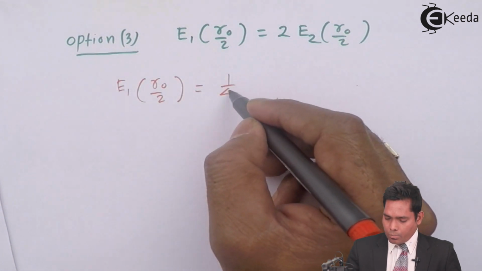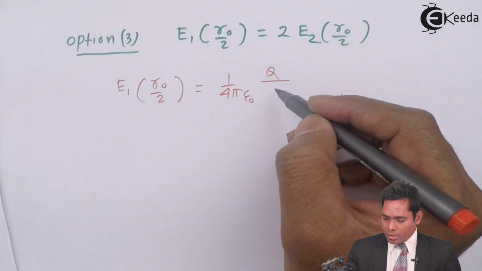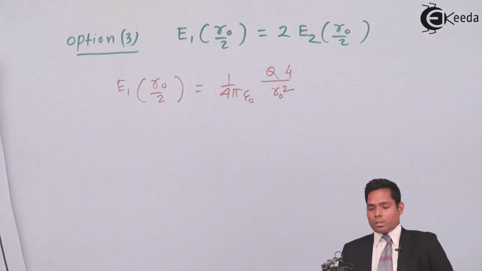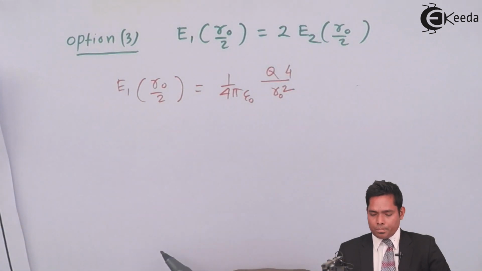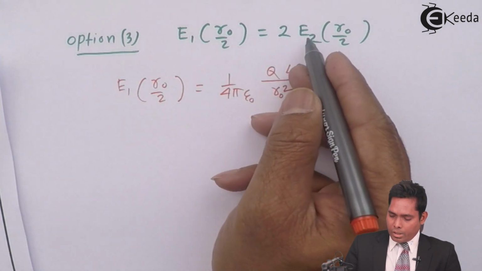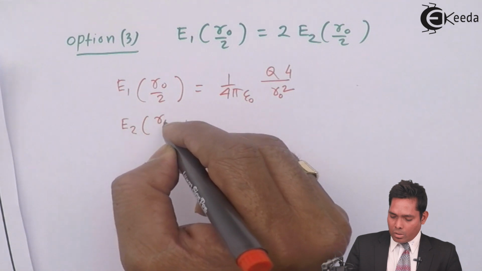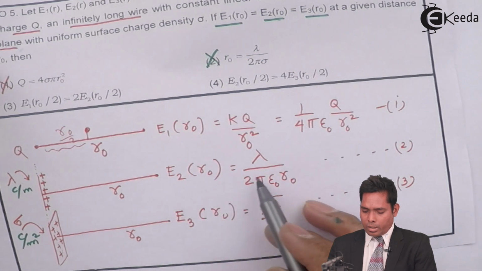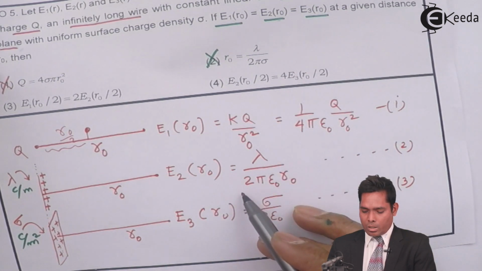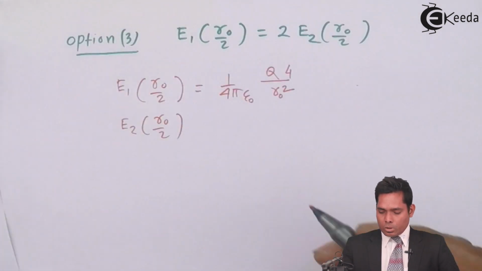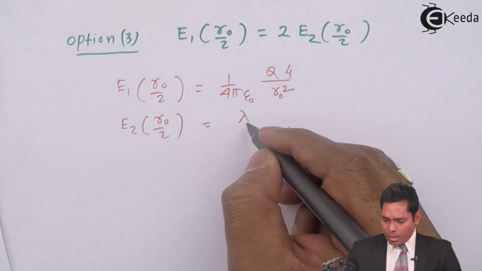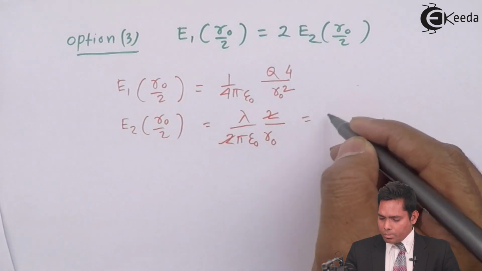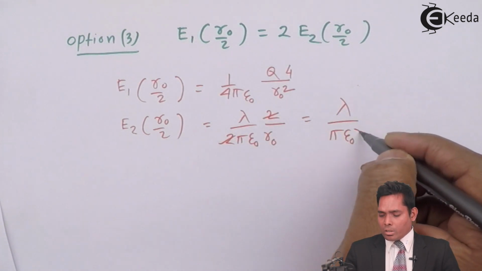So this expression of E1(R naught by 2) will become 1 upon 4 pi epsilon naught, Q upon R naught by 2 whole square. The 4 will come up, and this will be R naught square. Similarly, I have E2(R naught by 2). What is E2(R naught)? It is this one. If I put R naught by 2 here, 2 will come up and this will cancel out. So this becomes lambda upon pi epsilon naught R naught.